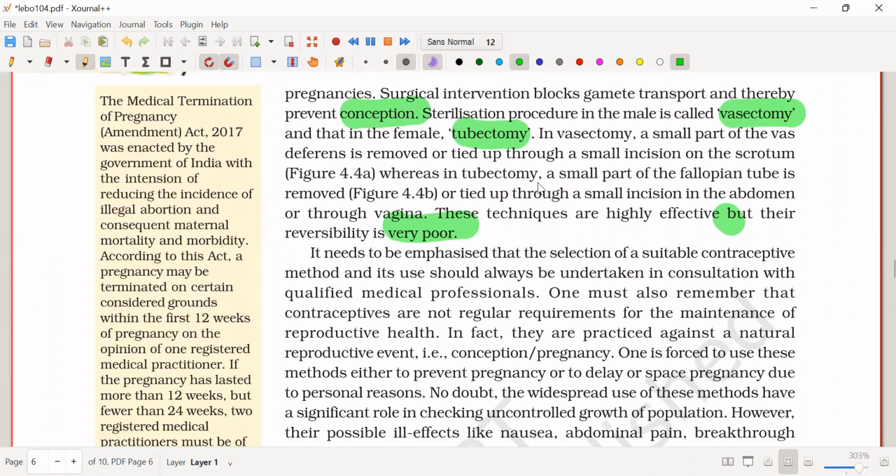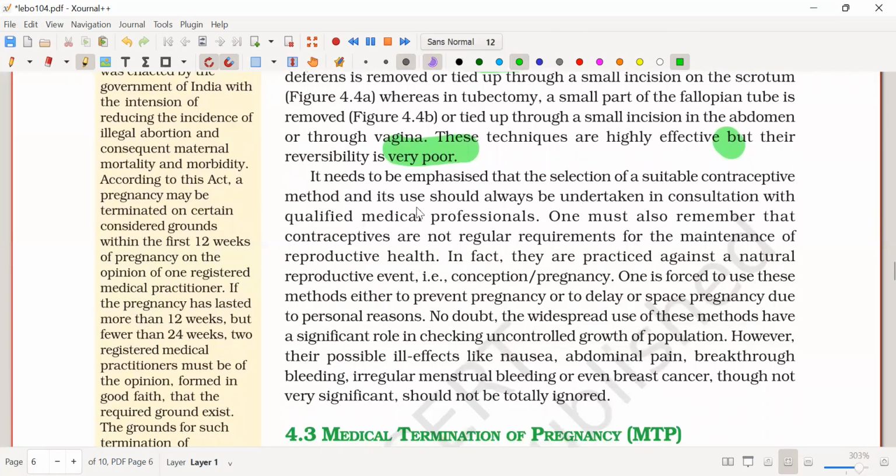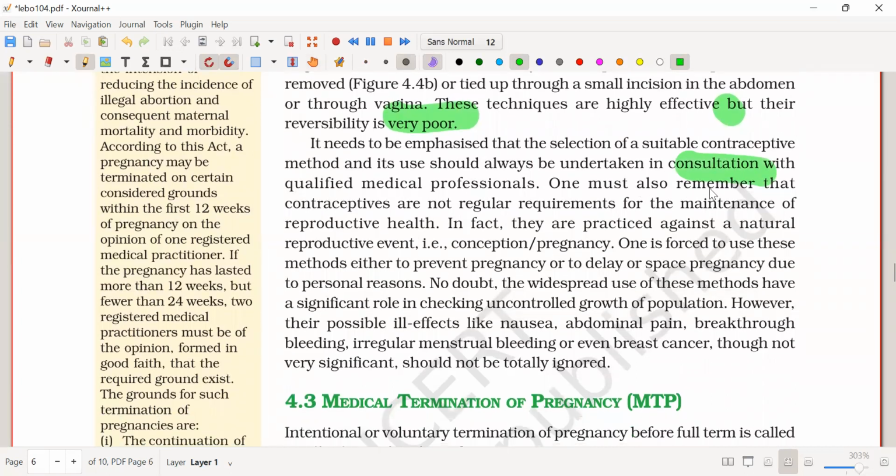Vasectomy and tubectomy are effective, but their reversibility is poor. It needs to be emphasized that the selection of a suitable contraceptive method and its use should always be undertaken in consultation with a qualified medical professional. One must also remember that contraceptives are not a regular requirement for the maintenance of reproductive health. In fact, they are practiced against a natural reproductive event, that is conception, pregnancy. One is forced to use these methods either to prevent pregnancy or to delay or space pregnancy due to personal reasons. No doubt, the widespread use of these methods has a significant role in checking uncontrolled growth of population. However, possible ill effects like nausea, abdominal pain, breakthrough bleeding, irregular menstrual bleeding, or even breast cancer, though not very significant, should not be totally ignored.